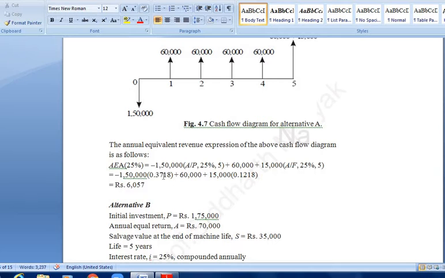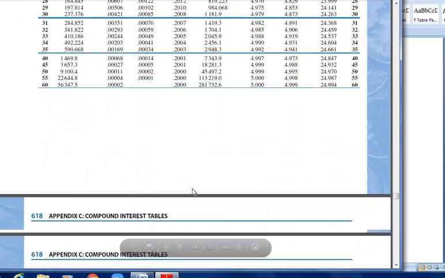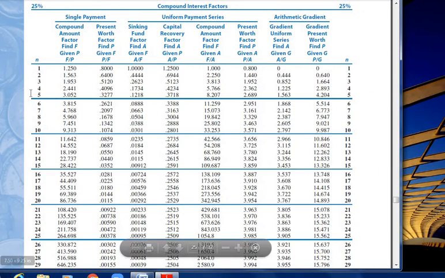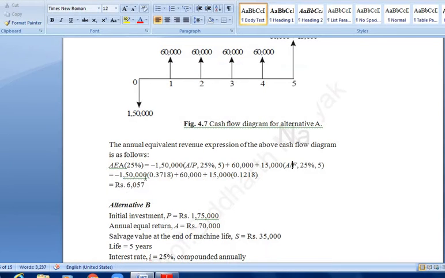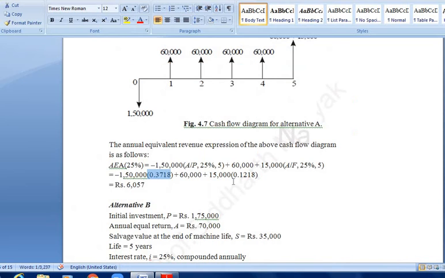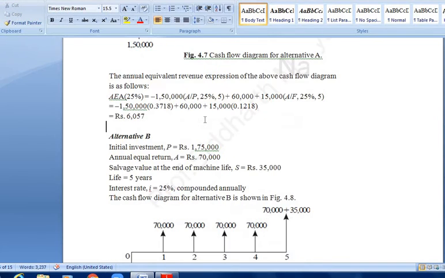So minus 1,50,000, again to find A given P. So 25%, we go for 25% in that. What is the time period? I think it's 5 years. So 5 years, to find A given P, 0.3718. But to find A given F, here you can see it is 0.1218. So by multiplying factors with the addition, finally we are going to get 6,057.